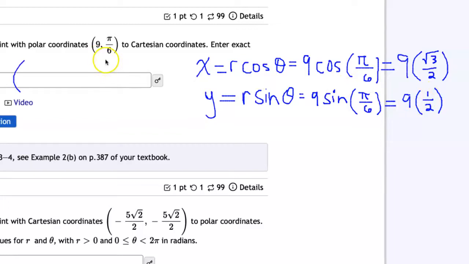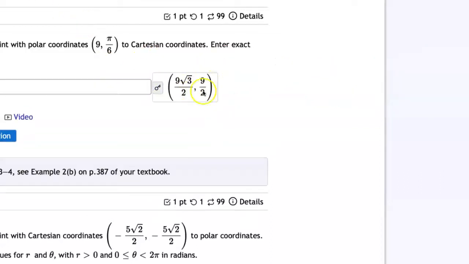Here our x value is 9 times the square root of 3 over 2. Notice the directions say to enter exact values. And the y value we're looking for is 9 halves. 4.5 would also be exact, but the other one is written as a fraction, so we might as well write both as a fraction. And then here is the answer from WebAssign's open math.